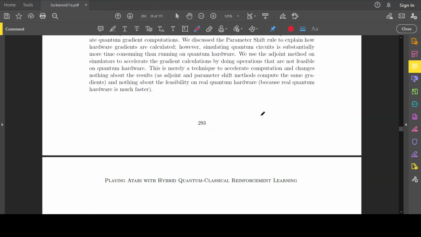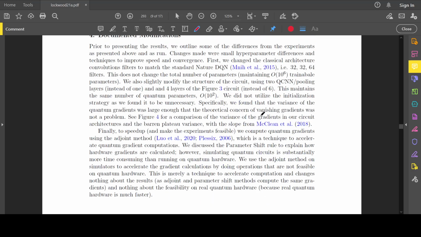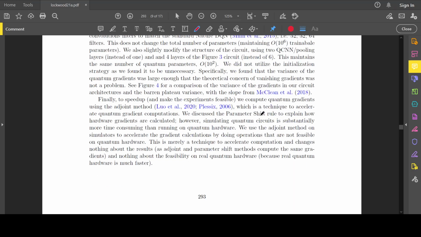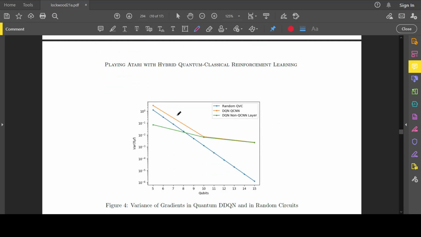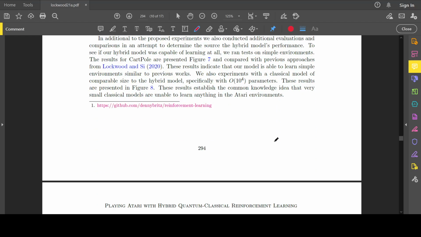So yeah, and you might notice this isn't really important, but originally there was talk of using an initialization strategy proposed by Grant in 2019, but here we ran the experiments and then looked at the actual variance of the gradients and saw that, unlike this line extracted from that Barren Plateaus paper, which gets really bad at 15 qubits, you can see the variance really isn't that bad. I mean, 10 to the negative second is definitely workable. And so that's why we didn't use that strategy.